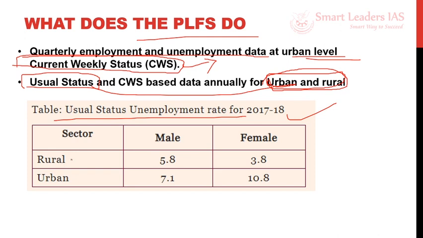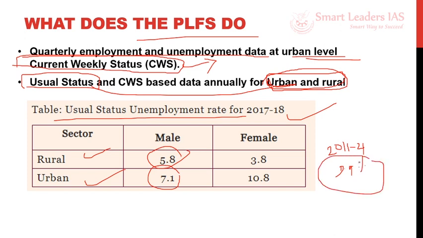On this basis, for the year 2017-18, what is the usual status unemployment rate all over India, both rural and urban? The rate was as high as 6.1%. In the 2011-12 unemployment survey of the NSSO, it was around 1.9%. So this has been high. Whatever the comparison, even though there is an advantage of the PLFS that it captures more data, we have to acknowledge the fact that unemployment is still a major problem in India.